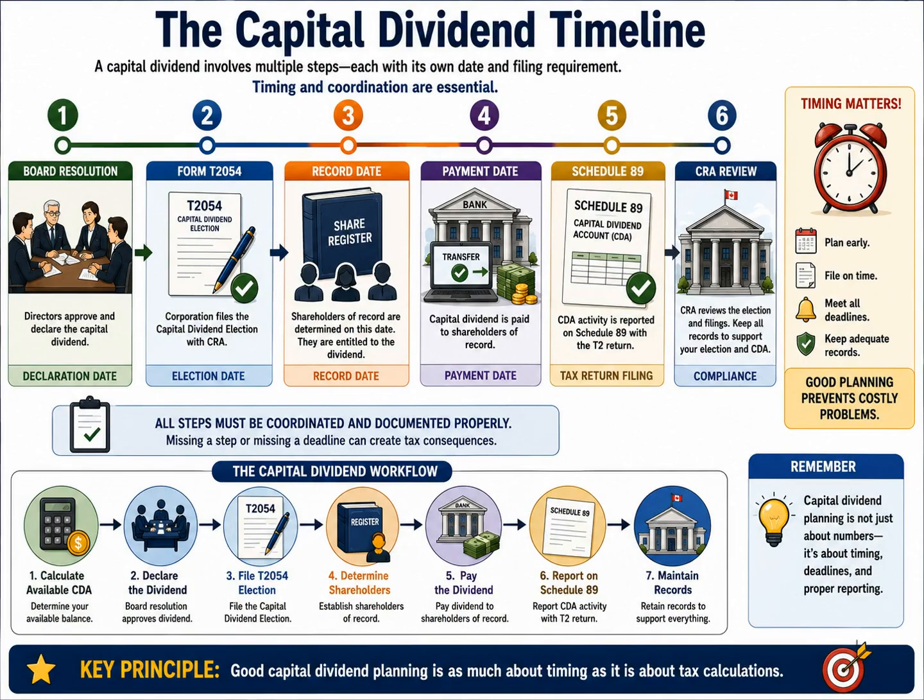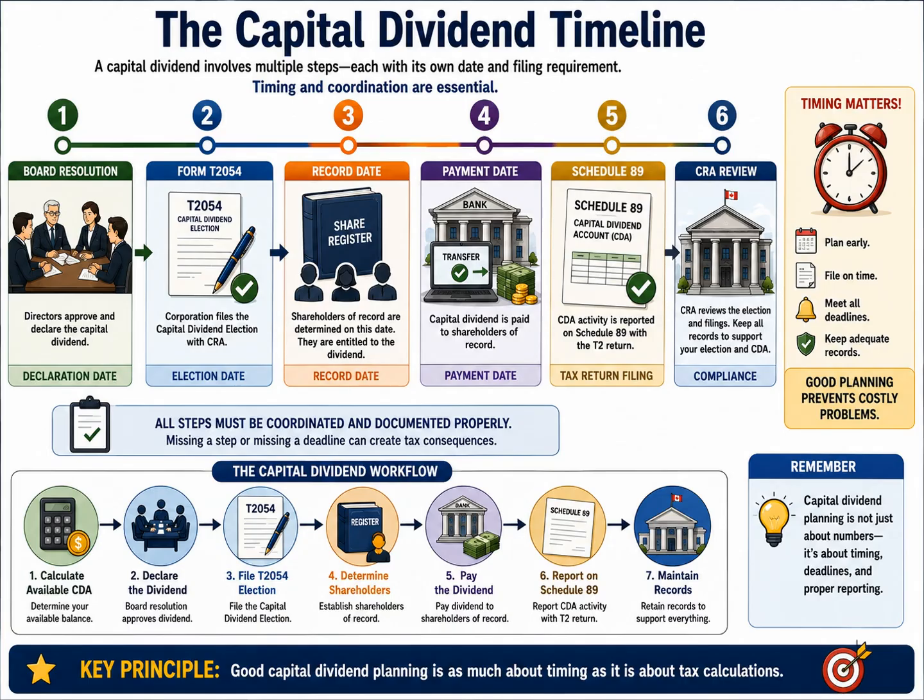Up to this point, we focused on calculating the capital dividend account, filing the election, and ensuring that the dividend amount is properly supported. But there's another critical aspect of capital dividend planning that is often overlooked: timing. A capital dividend is not a single event. Instead, it is a sequence of actions that must occur in the proper order and within the required filing deadlines.